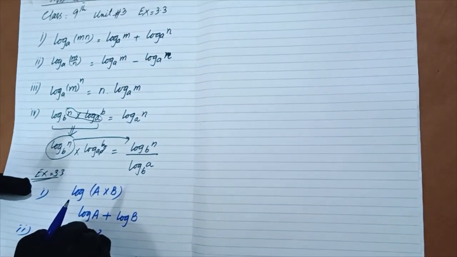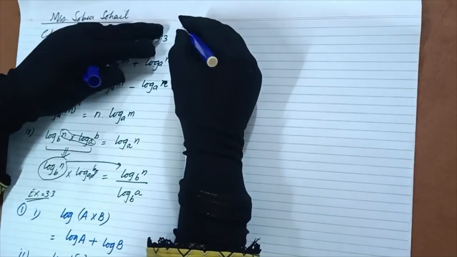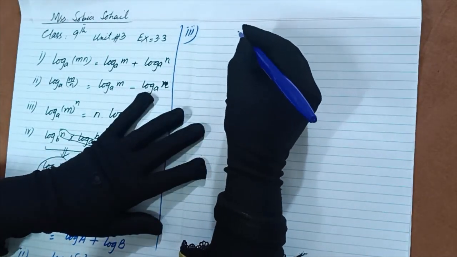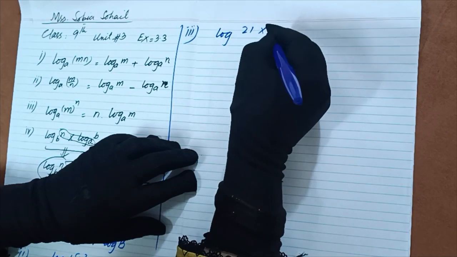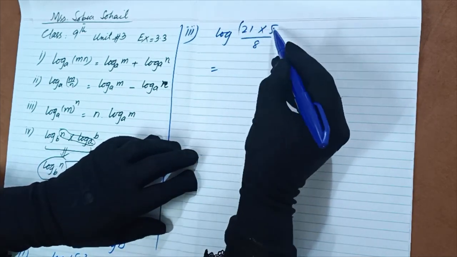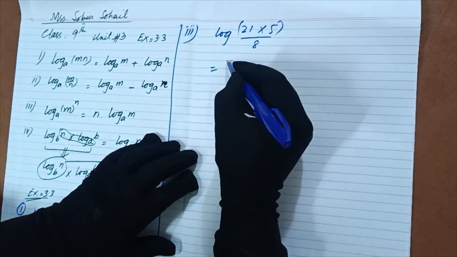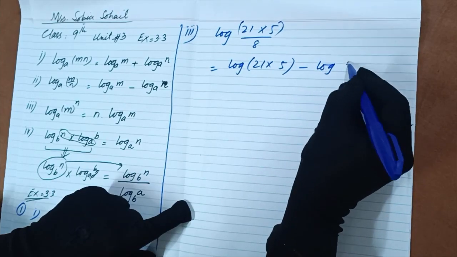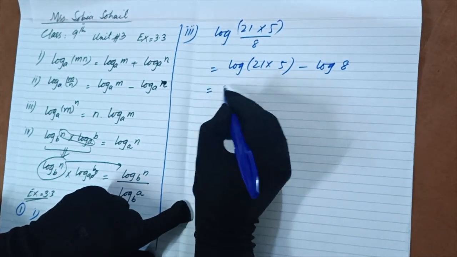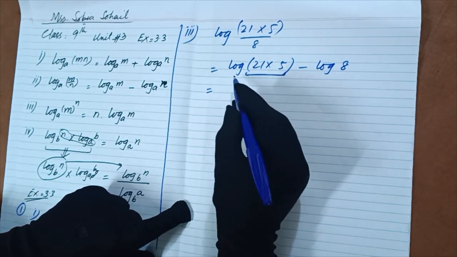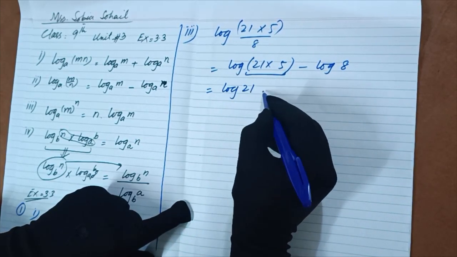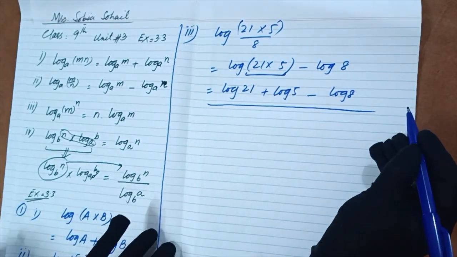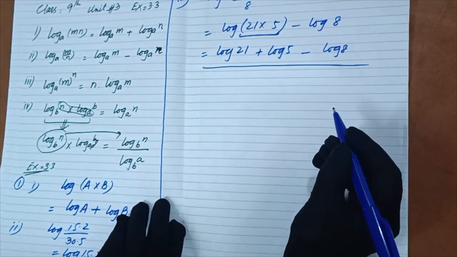Next I can write down the third part also. That one is log 21 multiply 5 by 8. How will we apply it? We can check these are all in the numerator. So log of the numerator minus log of denominator. Now we will apply log on the product number also: log of 21 plus log of 5 minus log of 8, and it is completely changed into the sum or difference form.